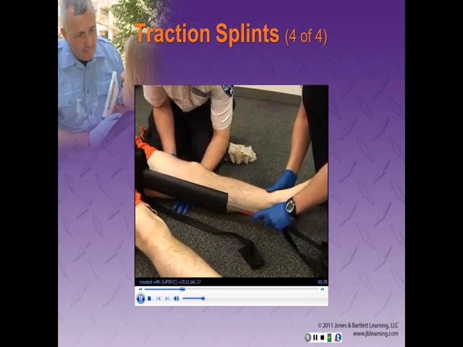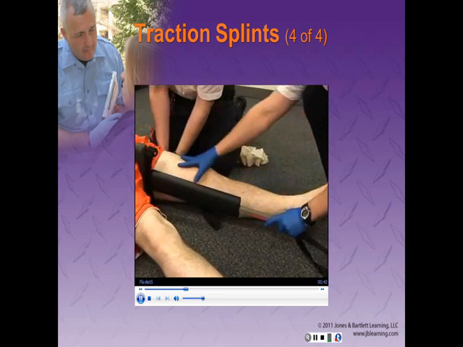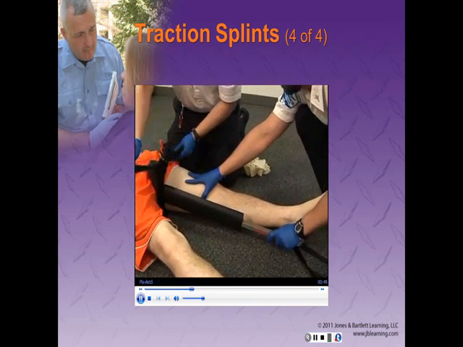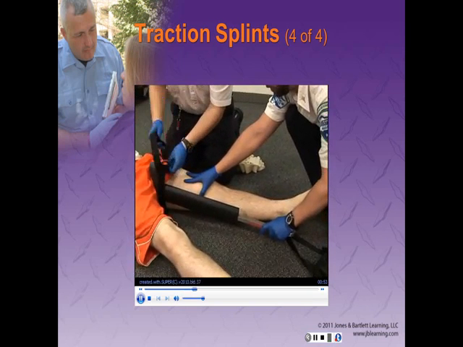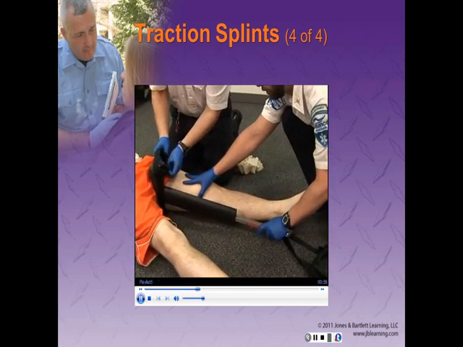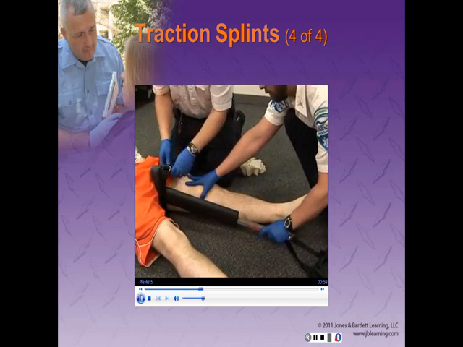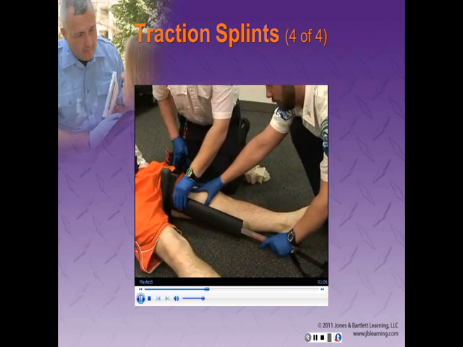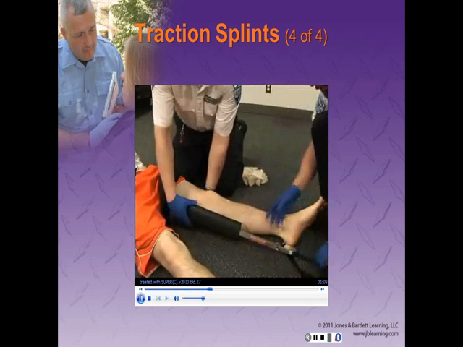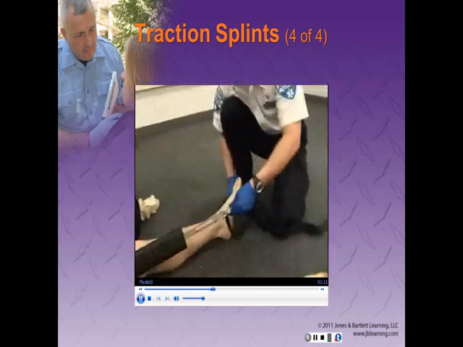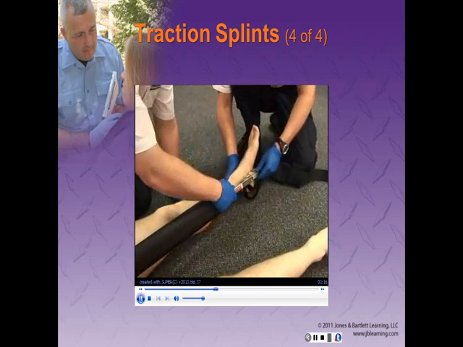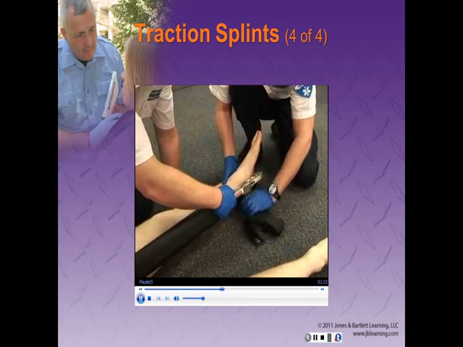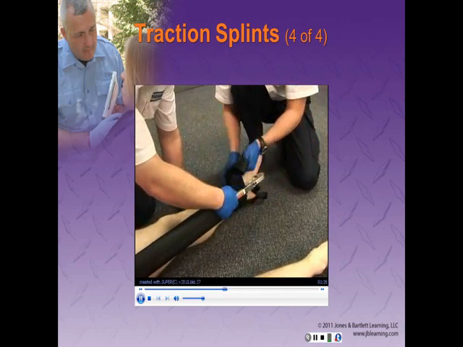Rescuer 2 applies the bridle strap around the upper thigh of the fractured limb, while Rescuer 1 gently pushes down on the thigh. Then Rescuer 2 holds the lower leg while Rescuer 1 applies the ankle harness between the heel and the ankle. The end of the Sager's inner shaft should rest adjacent to the patient's heel.